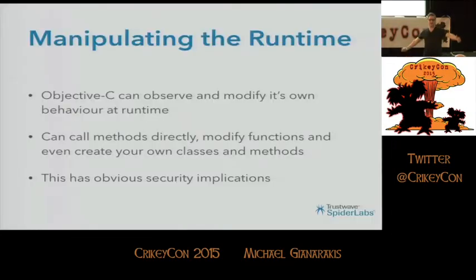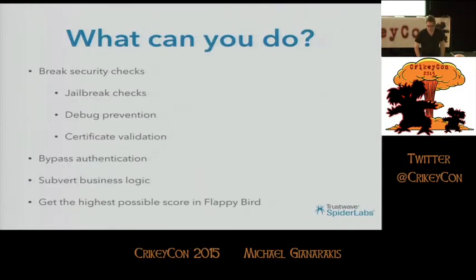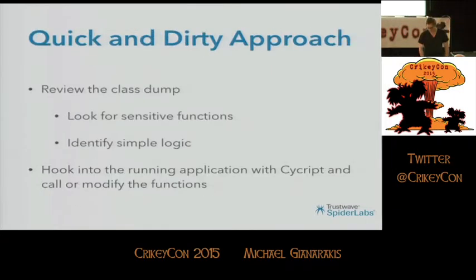All right, manipulating functions. So this is where it starts to get pretty cool. Objective-C can observe and modify its own behavior at runtime. You can call methods directly, modify functions, and even create your own classes and methods. Obvious security implications, right? So what can you do? You can break security checks, jailbreak checks, debug prevention, cert validation, bypass auth, and I'll demonstrate a few of these now. You can subvert business logic, or get the highest possible score in Flappy Bird. That's another thing you can do.